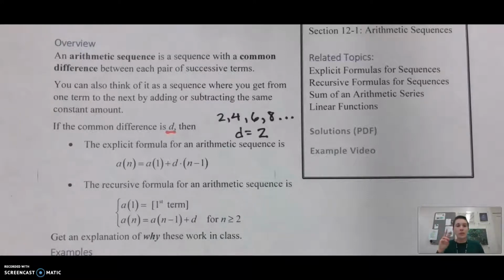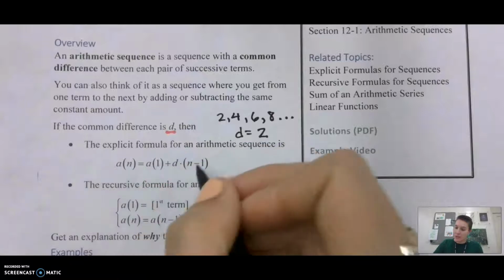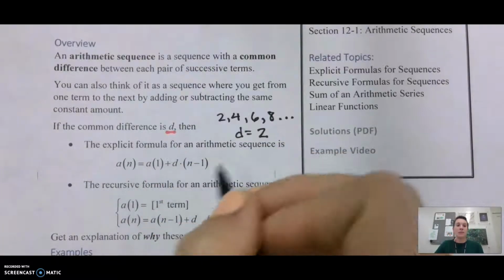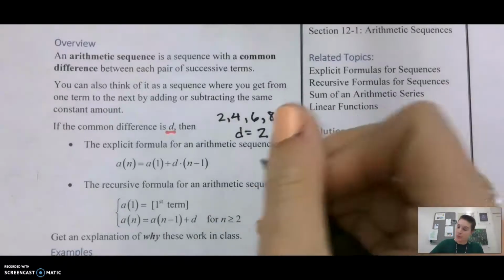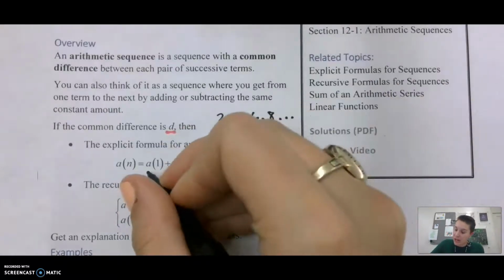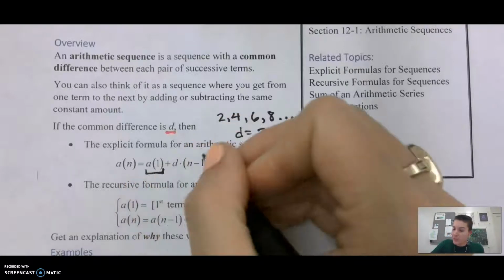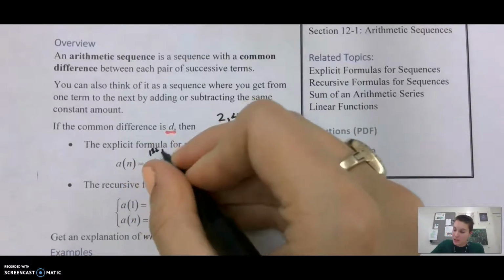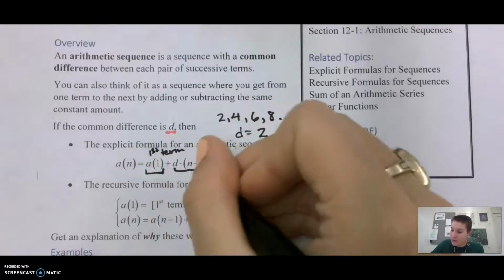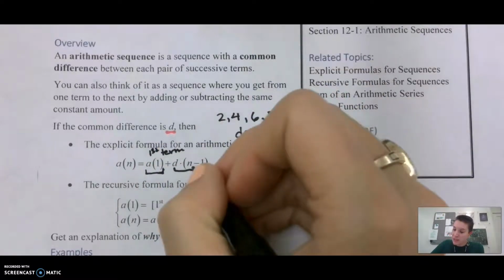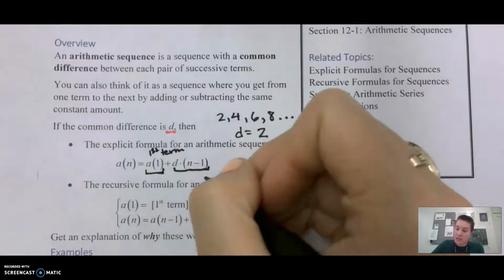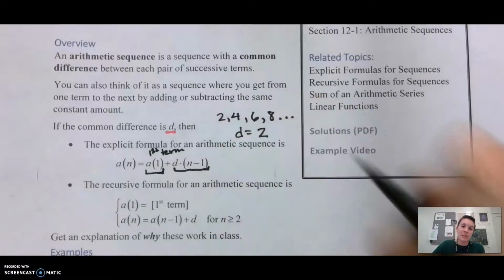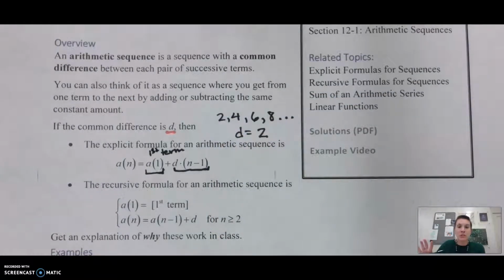There are also 2 ways to write the formula of an arithmetic sequence. The first one is the explicit formula, which is a little bit more straightforward and easy to understand at first. So that's this guy here. A of n equals A of 1 plus D times n minus 1. This means that we take our A of 1, which signifies the first term in our sequence, and we add it to D, our common difference, times whatever term number you're interested in, minus 1.